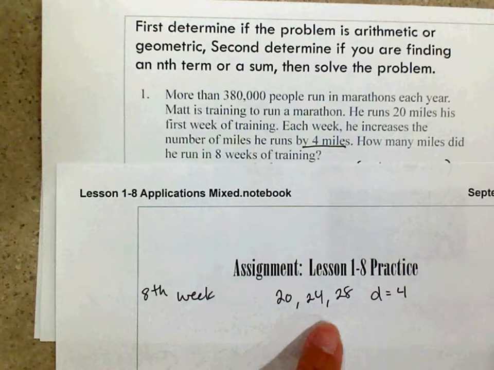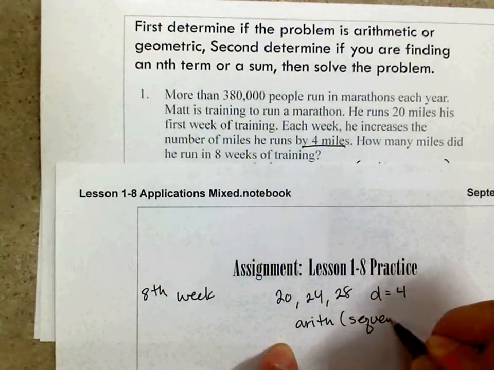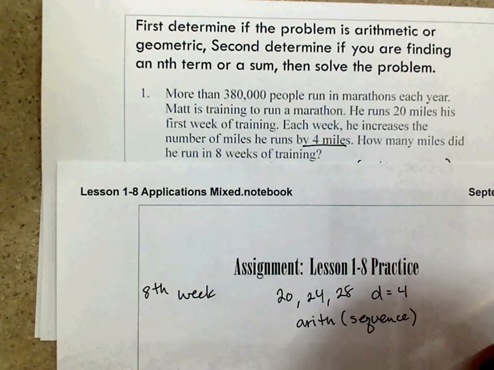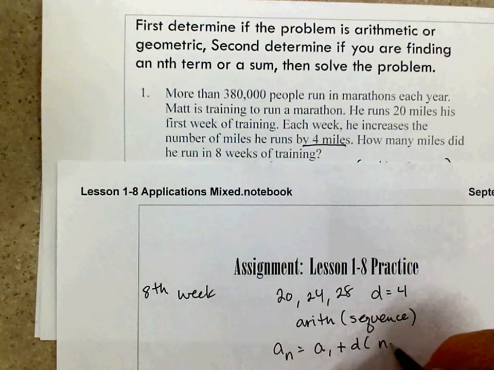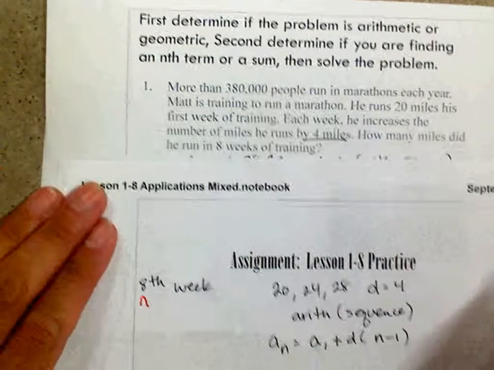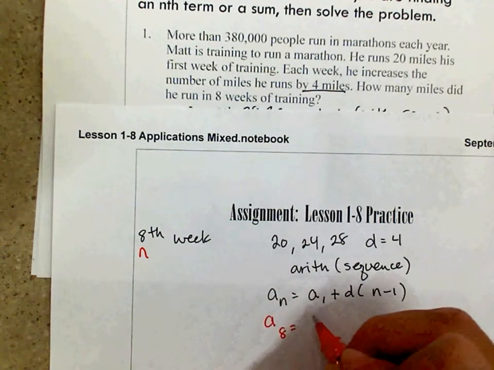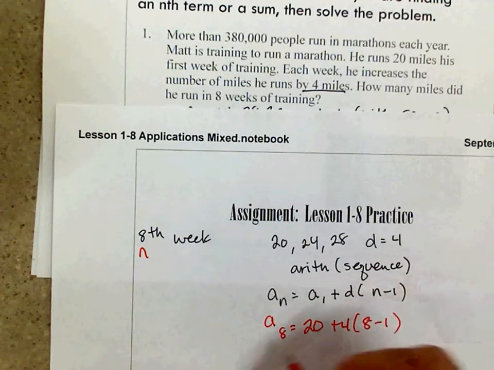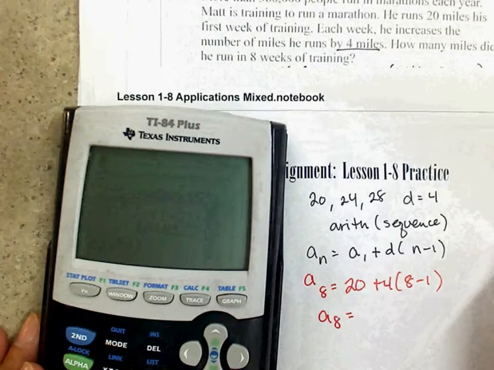If I just wanted just the 8th week, or even the 6th week, okay, I would use this formula right here. A sub n equals the first term plus your D n minus 1. This is your n. I just want to know in the 8th week, how far did he run? So your n is 8, your first term is 20, plus your 4, 8 minus 1. So on week 8, how many miles did he run? So you would just type that into your calculator, 20 plus 4, 8 minus 1.